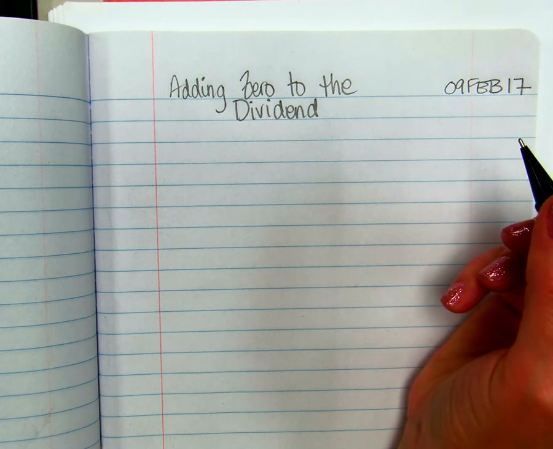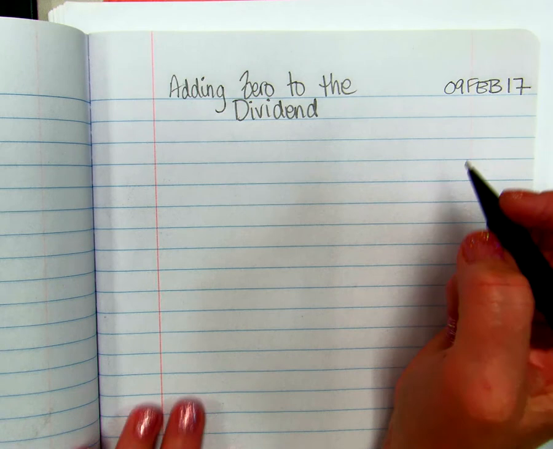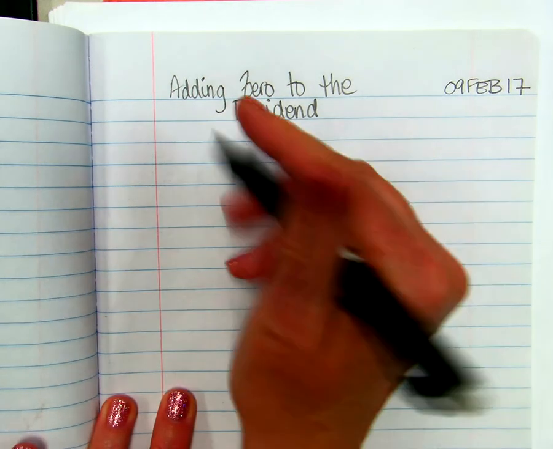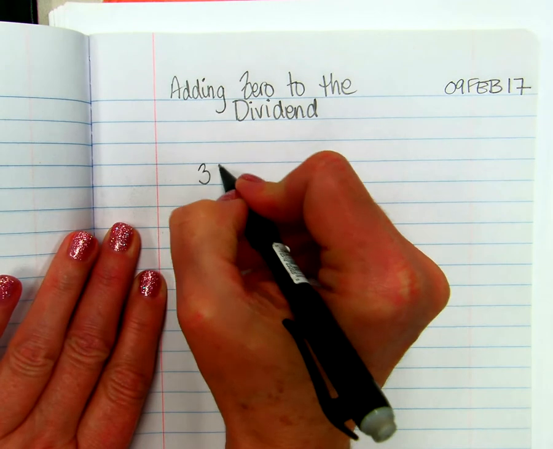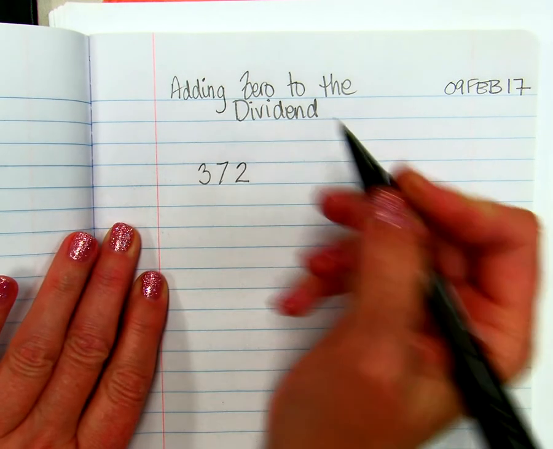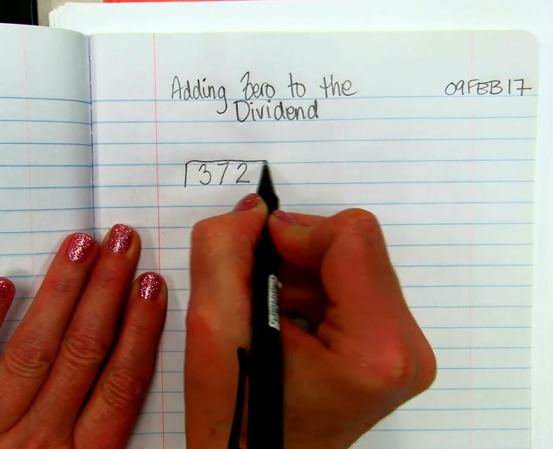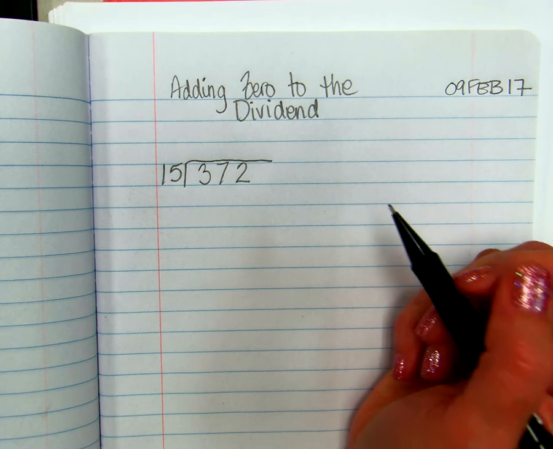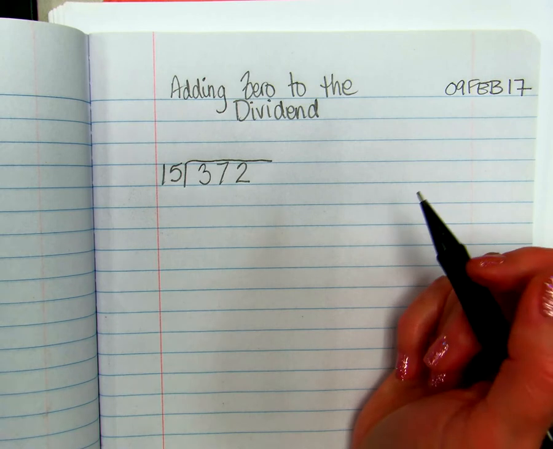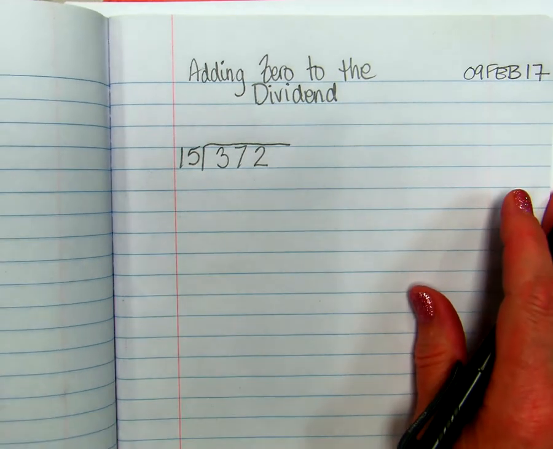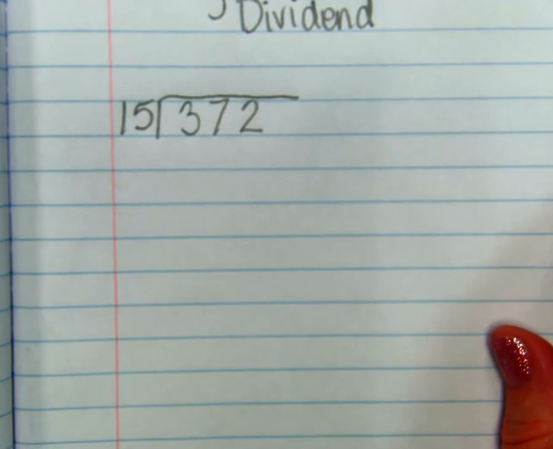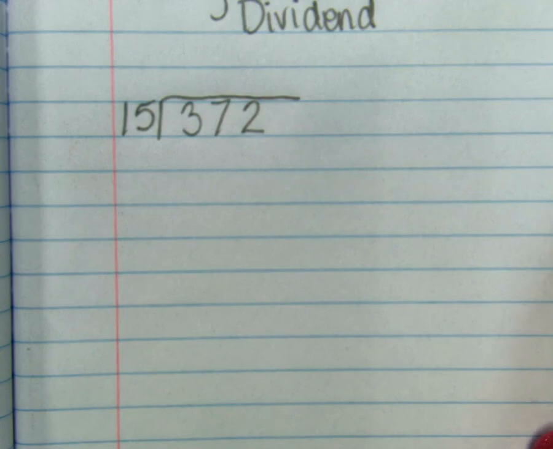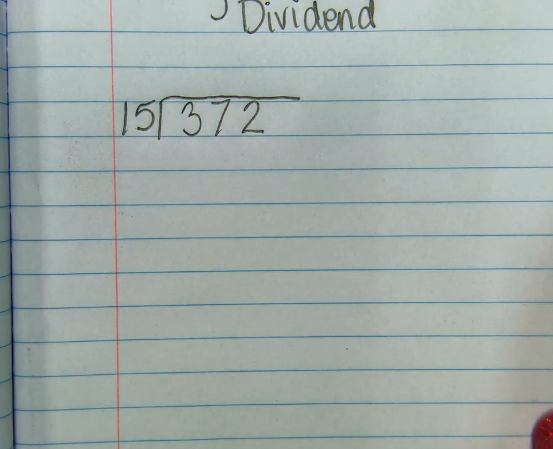So for our first example, let's write next to the red line 372 divided by 15. So go ahead and write that down nice and neat in your journal. 372 divided by 15. And let's see if I can zoom this in a little bit for you. All right, so we have that written down in our journal.